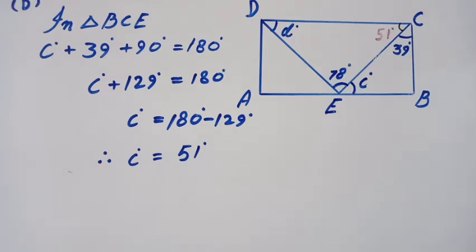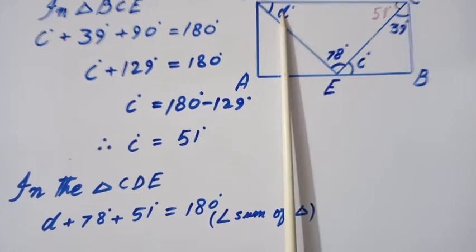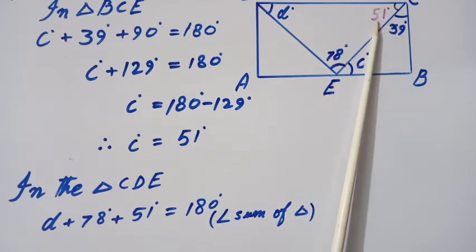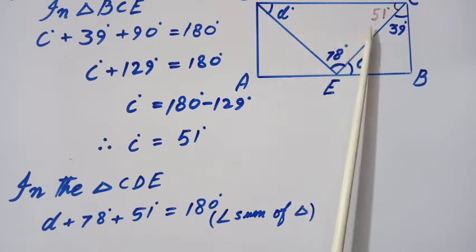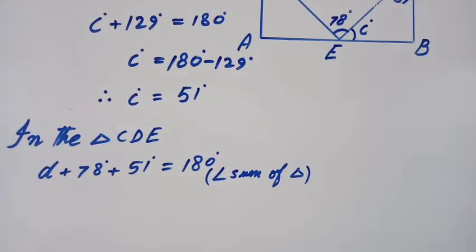Now we will consider the triangle DCE. In this triangle, for this angle D, D plus 78 plus 51 is equal to 180, because the sum of all the internal angles of a triangle is equal to 180. We have done it over here. D plus 78 plus 51 equal to 180. Why? Because of the angle sum of a triangle. Now solve it just like an equation and find out the value of unknown angle D.